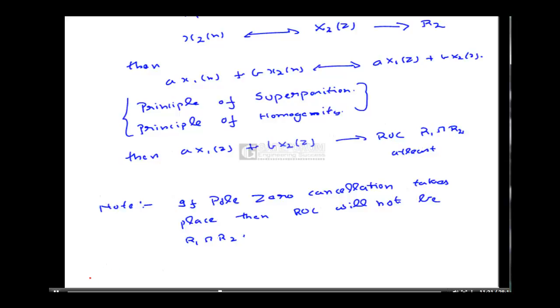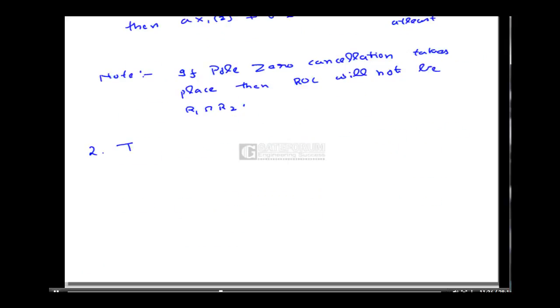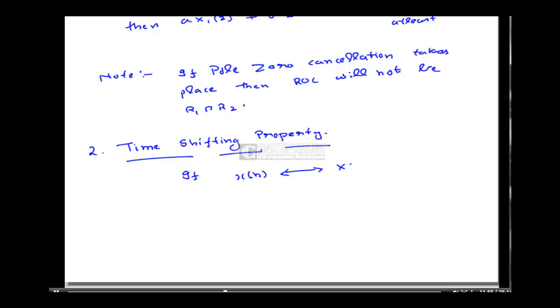Next property in this is time shifting. If x(n) has the Z transform X(z), then x(n minus k) will have a Z transform z to the power minus k X(z). x(n plus k) will have Z transform z to the power plus k X(z).